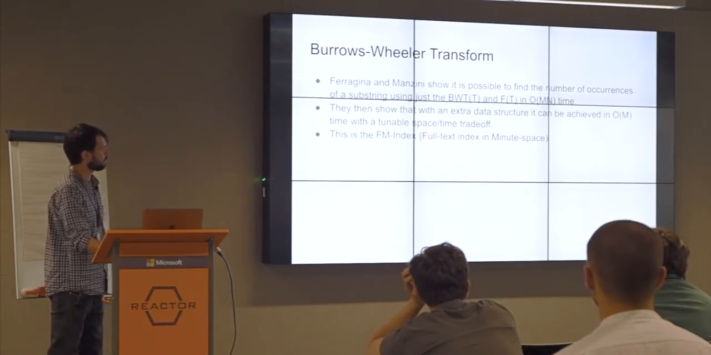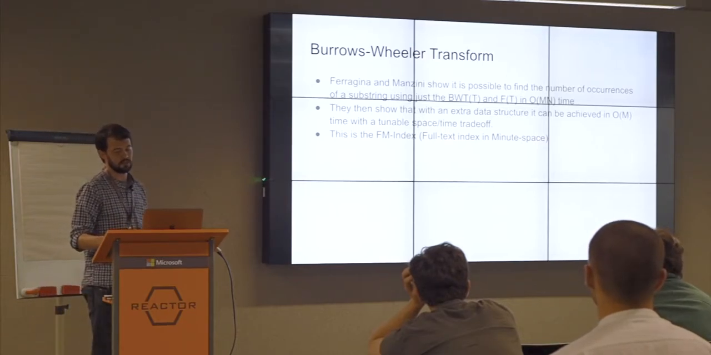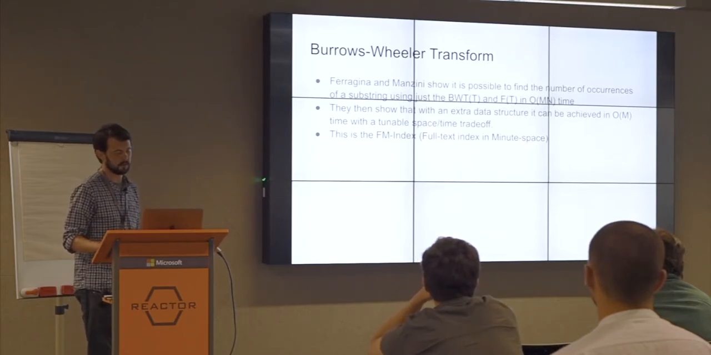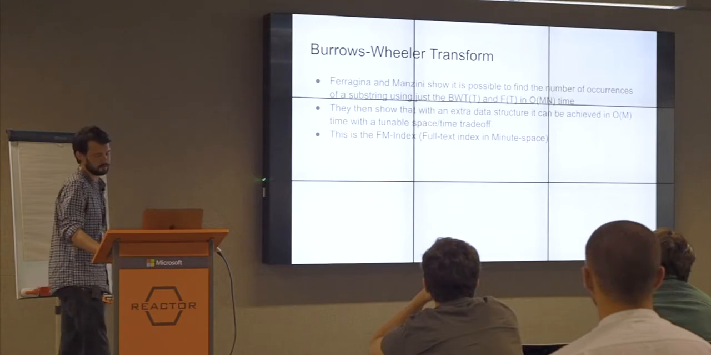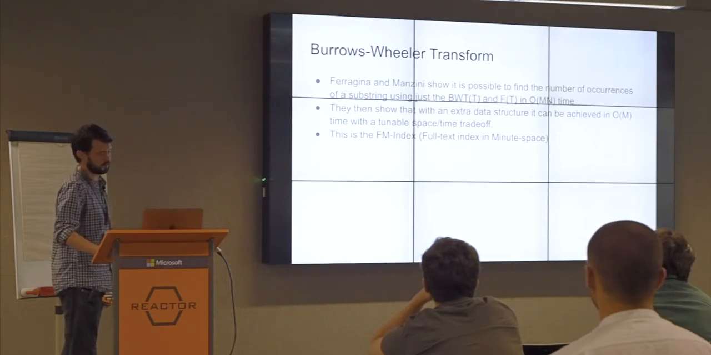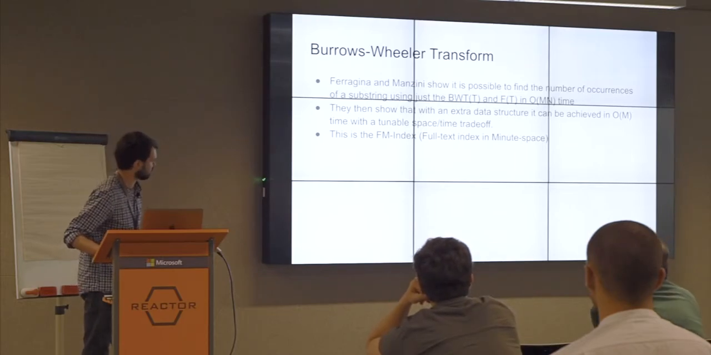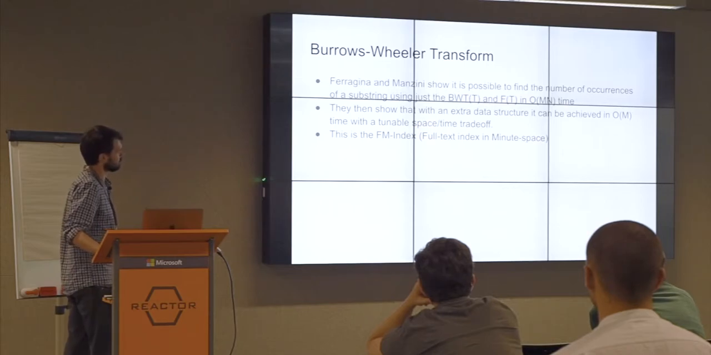And then they show that with the help of an extra data structure, you can actually achieve O(m) time with some tunable space and time trade-off. And this data structure is called the FM index. FM index supposedly stands for full text index in minute space, but it's a little bit suspicious because F and M are also the initials of the authors' names.